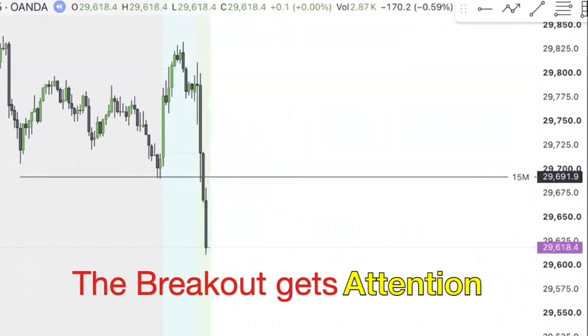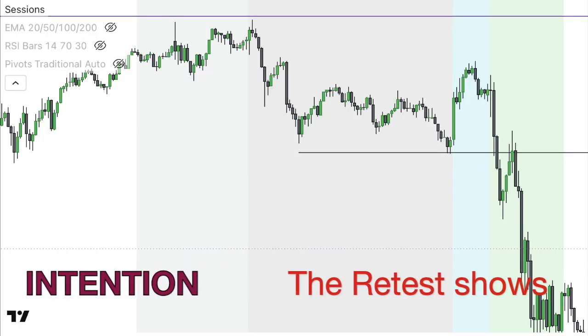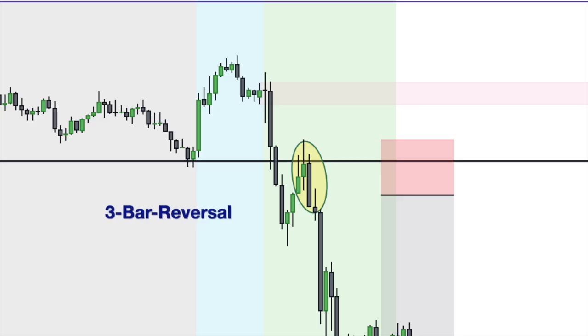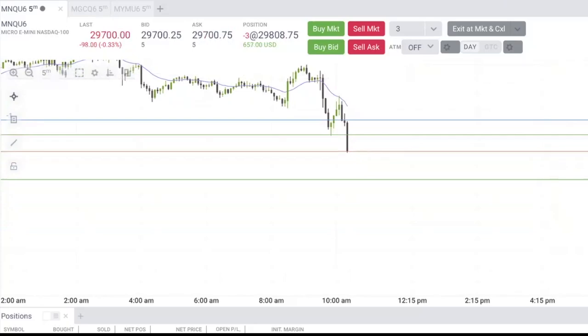The breakout gets attention, but the retest shows intention. And one of the best ways to confirm that intention is a simple 3-bar reversal. When that forms at a level, the entry can become much more structured. Let's take a look at this on the charts.